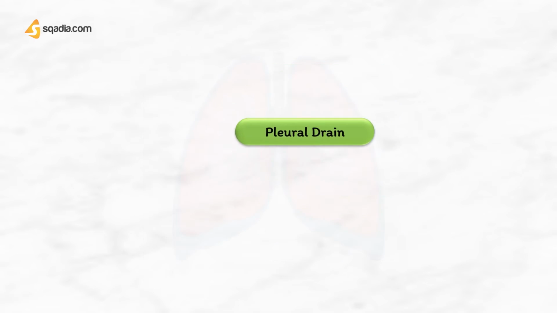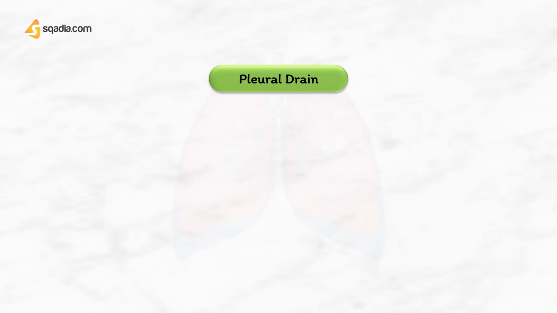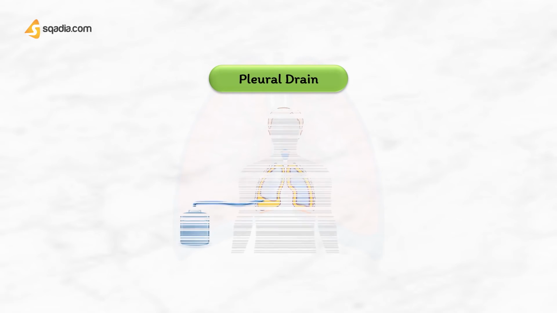If the pleural effusions are continually coming back, then a long-term solution is needed. So, pleural drain is performed. A long-term catheter is inserted through the skin into the pleural space. That's how pleural fluid can be drained at home.